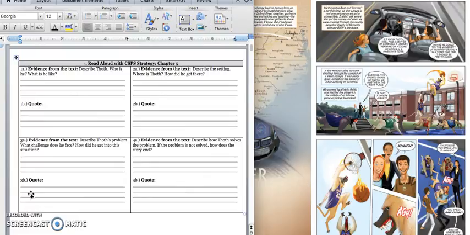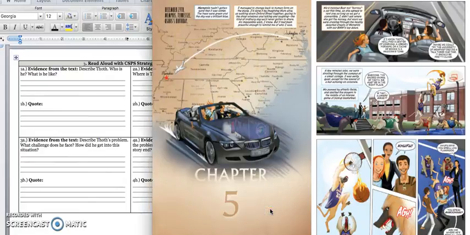Go ahead and turn the page and open up in your text to chapter 5, and we're going to be using our CSPS strategy. We're at the top of the page in the black letters that let us know the setting. It's December 27th, Memphis, Tennessee, on Osiris's birthday.